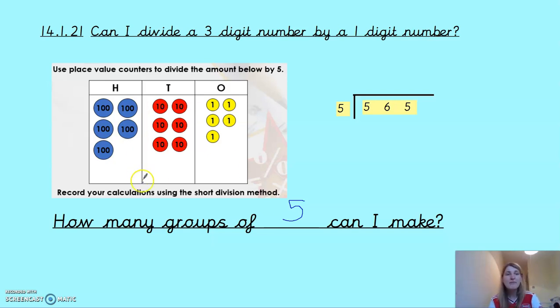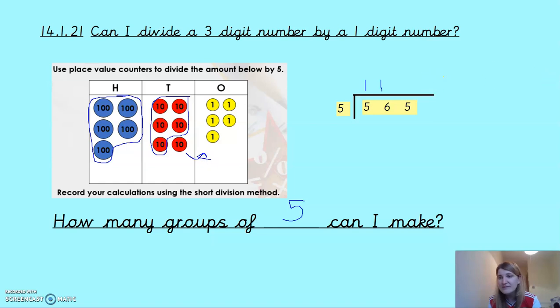Okay, so if I look at my hundreds, remember I start on the left, I work right. How many groups of 5 can I make out of 5 hundreds? Nice and easy. I can make 1 group of 5. Right, next one. I've got 6 tens. How many groups of 5 can I make out of my 6 tens? Again, I can make 1 group, but this time you can see I've got 1 ten left over.